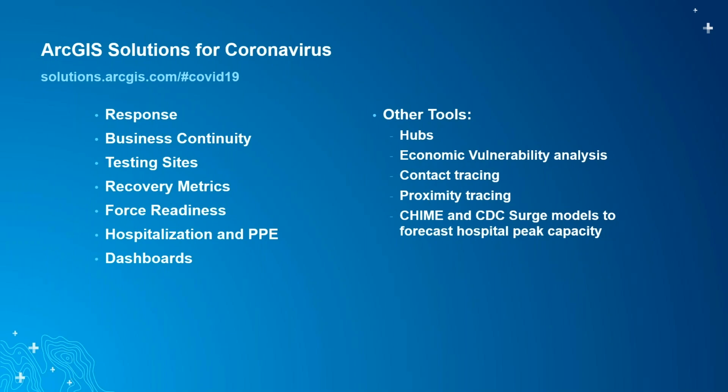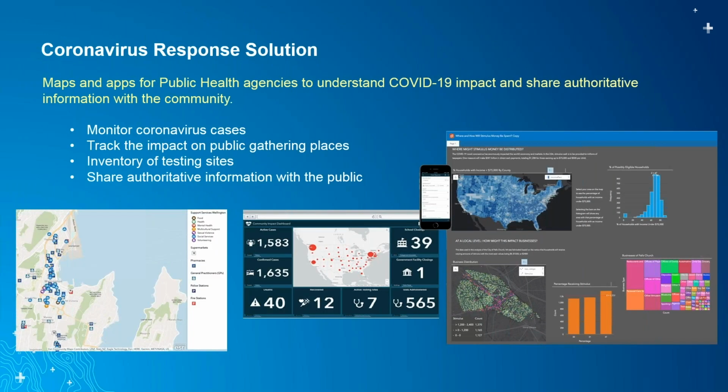Let's take a closer look at the Corona Response solution. The Corona Response solution includes a series of maps and apps to be used by public health agencies as they work to support their communities. Several thousand apps have been developed using solutions such as these at this time. If you have never explored ArcGIS solutions, it's time to do so. And you will find this at solutions.arcgis.com.